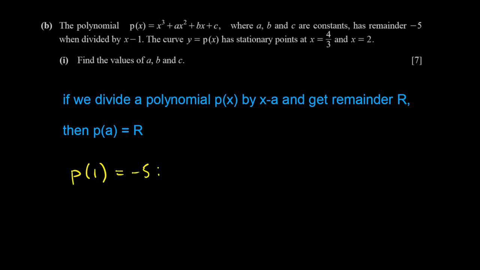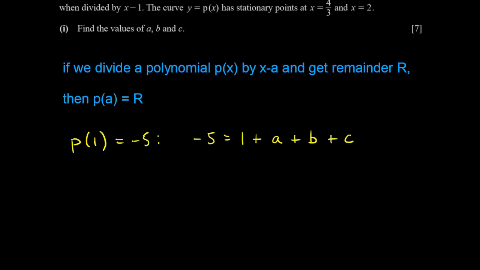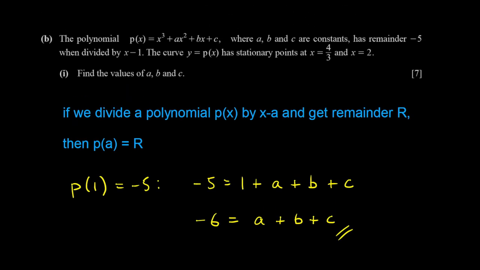So let's write that down. Negative 5 will equal, if I substitute 1 in, 1 cubed, which is 1, plus a times 1 squared, so that's a, plus b times 1, which is b, plus c. If I rearrange that, negative 6 is equal to a plus b plus c. So we've got an equation there. The second thing we're told is that the function has stationary points when x is equal to 4 upon 3 and x is equal to 2.